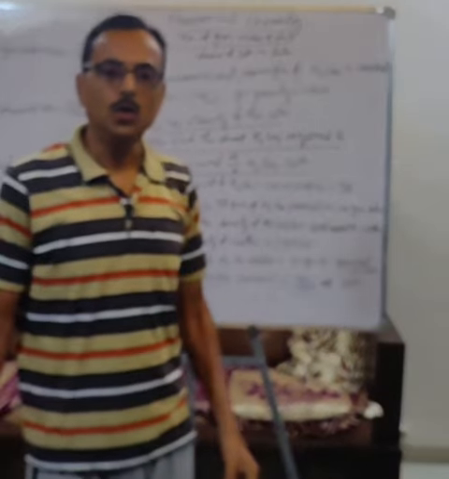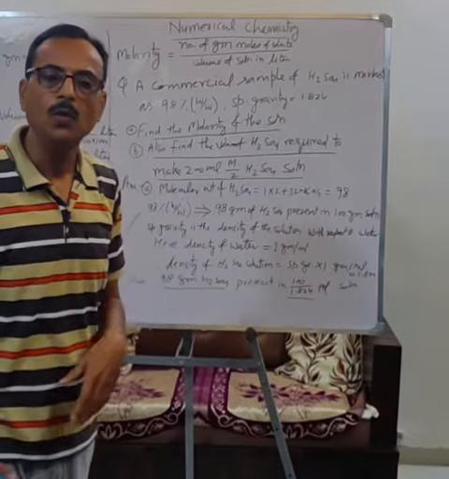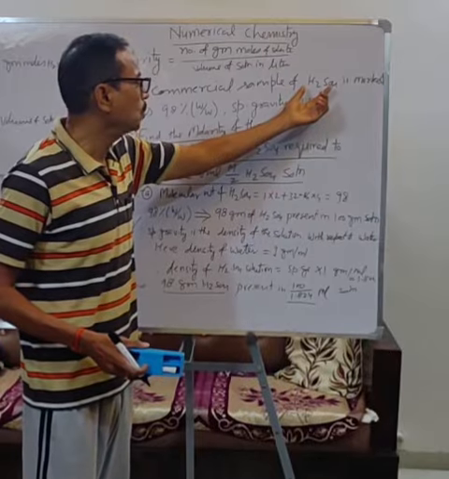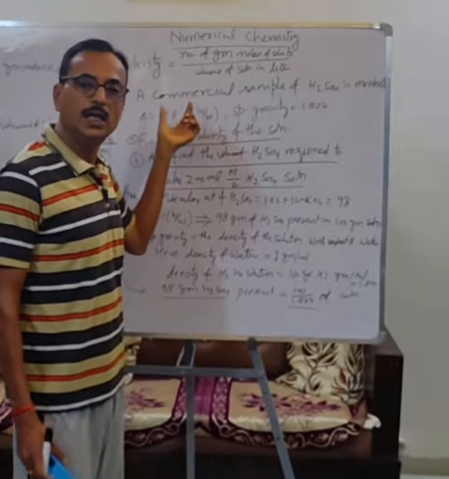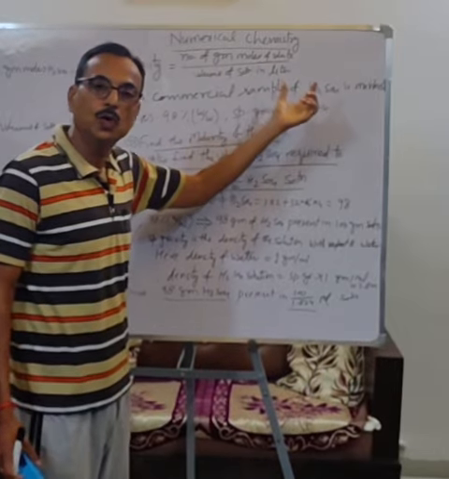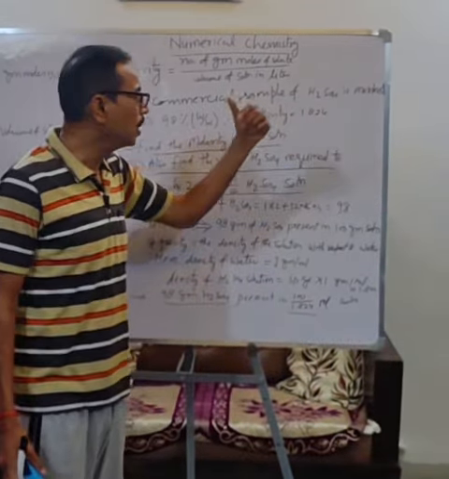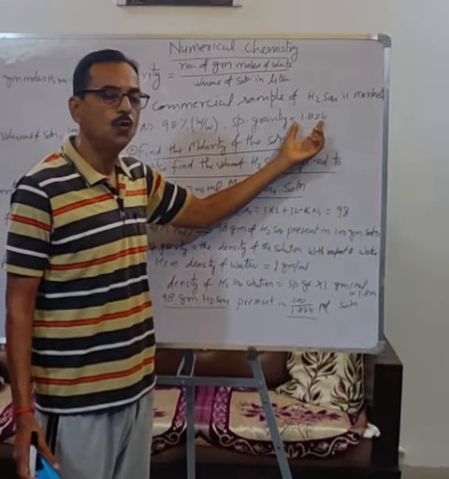So here two things are given. Number one, 98% W by W, it means weight ratio. A commercial solution of H2SO4, 98% weight by weight means 98 gram of H2SO4 present in 100 gram solution, and specific gravity is given as 1.824.